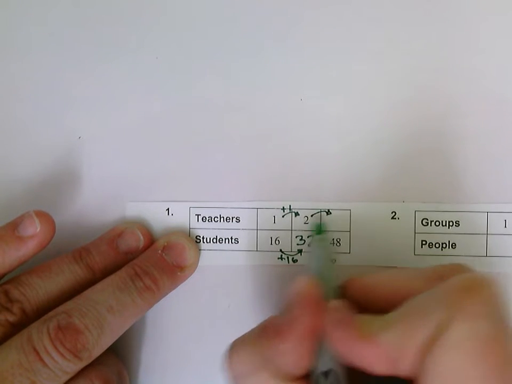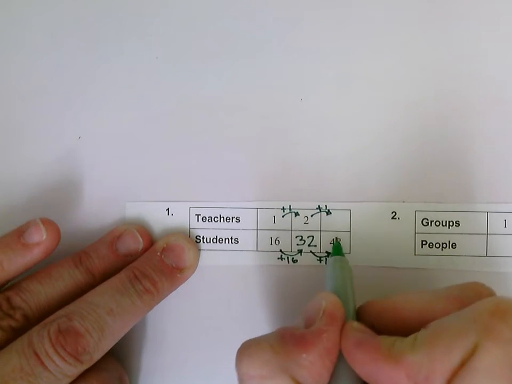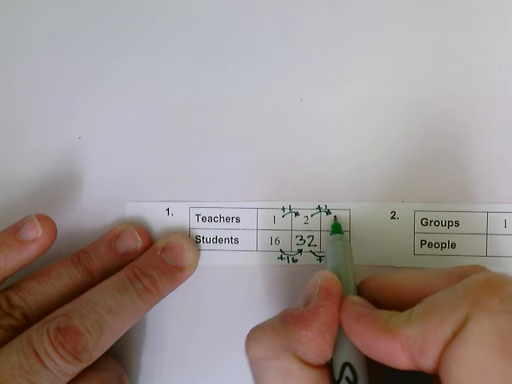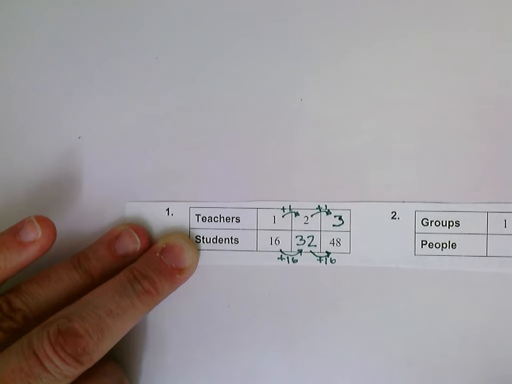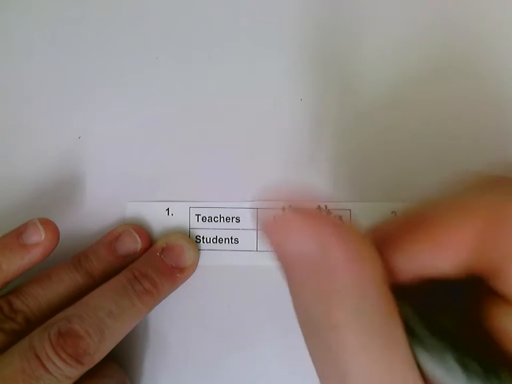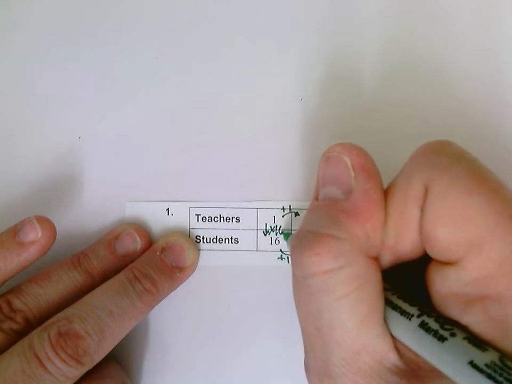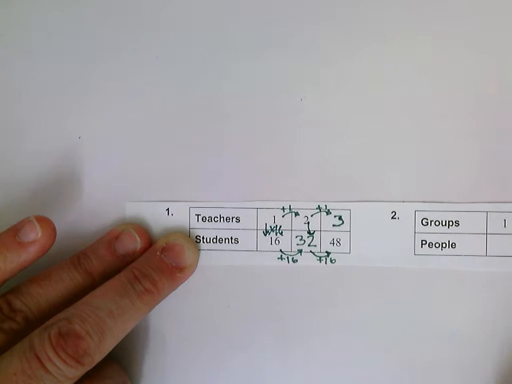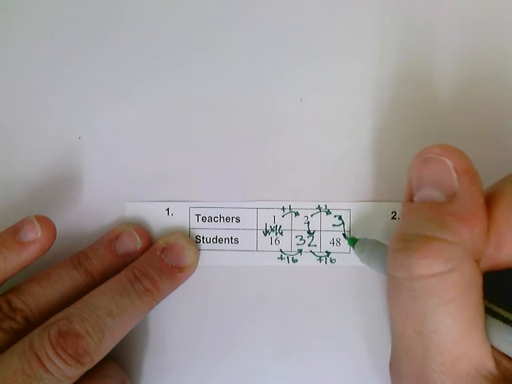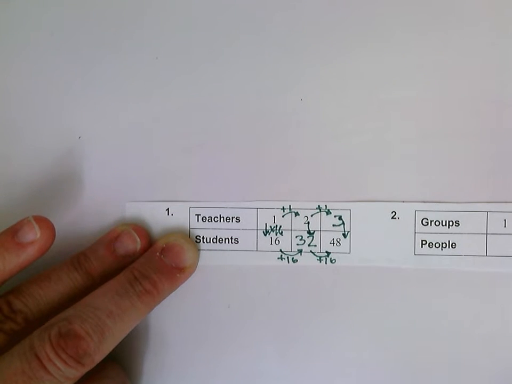If I add 16 again, 32 plus another 16, I'm going to get 48. Up here, I was adding 1, so if I add 1 more over here, I'm going to have 3. I also could have figured out 1 times 16 is 16, 2 times 16 is 32, and 3 times 16 is 48. So I could have used multiplication as well as addition. Let's take a look at this next one.